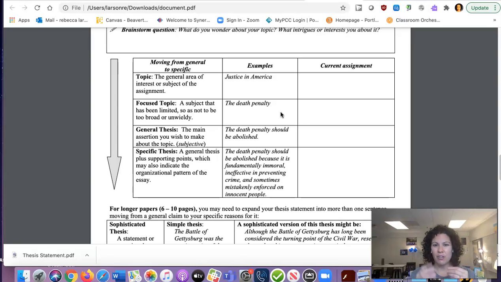So then you write kind of a general thesis, right? The death penalty should be abolished. But the specific thesis, we're going to think about, how am I going to set up my essay? What's that going to look like? And so the death penalty should be abolished because it's fundamentally immoral and ineffective for preventing crime and sometimes mistakenly executes innocent people. So we can see those are 3 topics that you're going to discuss in the essay.